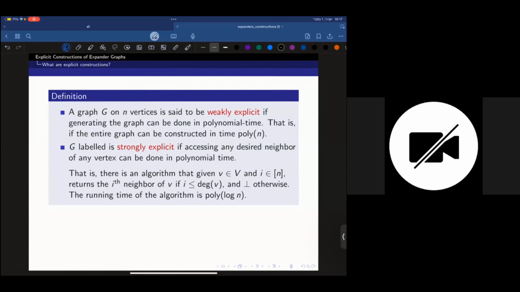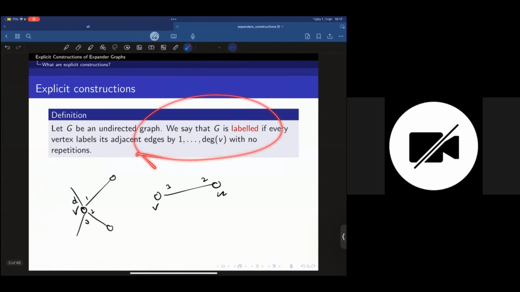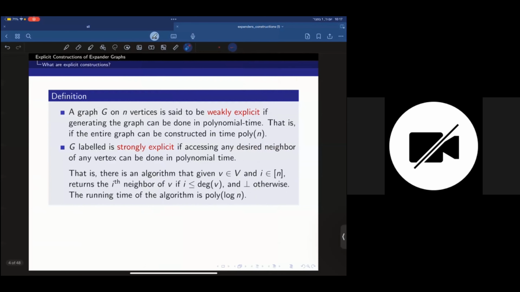And let me just remind you, we actually talked about it in the first lecture, what is explicit? We want to construct an explicit graph. So what do I mean by that? A graph on n vertices, they all will be undirected graphs on n vertices. We say that it is weakly explicit if you can generate the entire graph, say the entire adjacency matrix or a function like that for every vertex, in time which is polynomial in the output size, which is poly n.